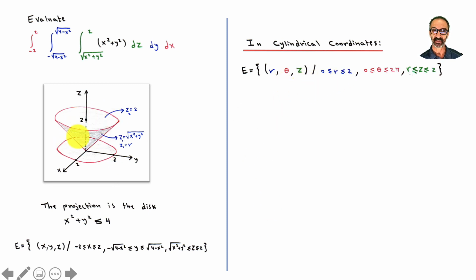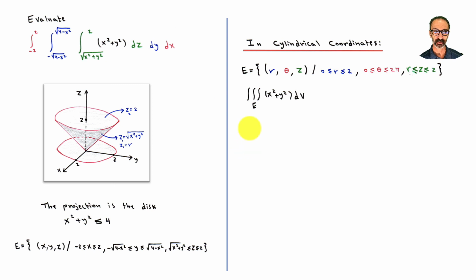Now, the same thing is described as r goes from 0 to 2, from 0 all the way up to 2 to cover the whole region inside. Theta goes all the way around 2 pi, and z goes from r to 2. So if you make an arrow right here, that's from r to 2. And that is called type 1 integration.